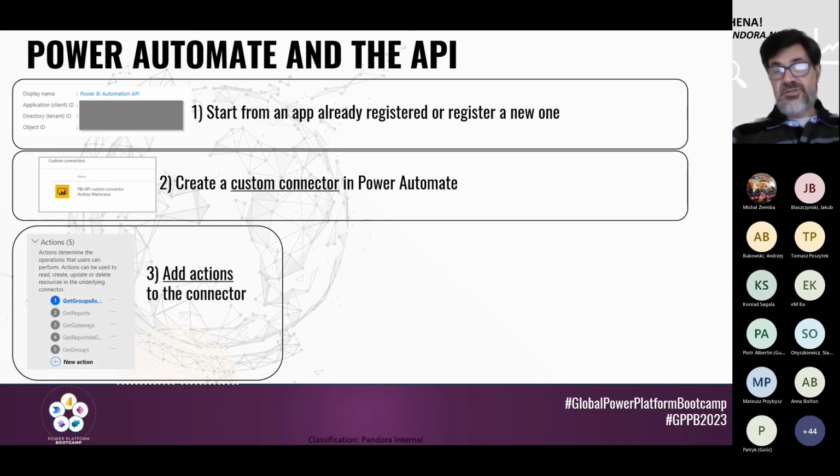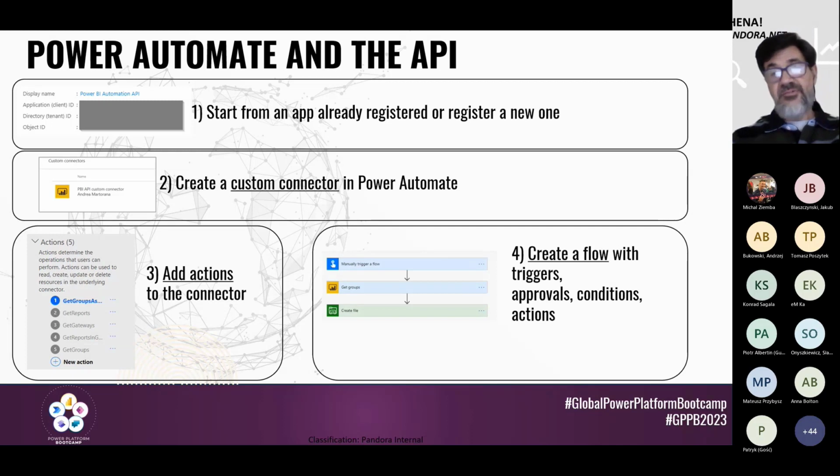You add actions to the connector. Each action is an API call, and you create a flow. So I hope that the workflow is clear, because in Power Automate, you go and create a custom connector. This is not enough, because then you add API calls to the custom connector. Each API call is an action.